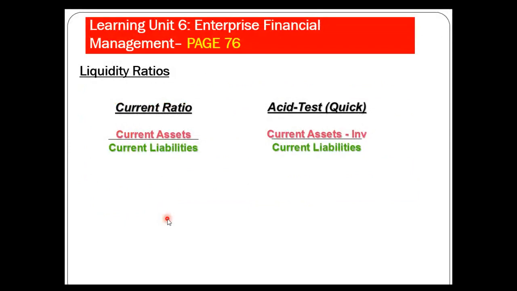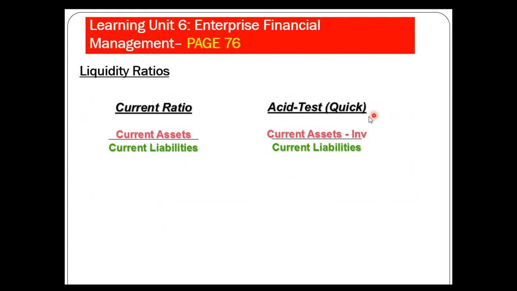Let's look at those ratios. First, we've got liquidity ratios. The first ratio under liquidity is what we call the current ratio. Remember, with the current ratio we check how many times assets cover the current liabilities. So you need to know this formula. The current assets, we divide them by what? By the current liabilities. Or you can say current assets is to current liabilities.